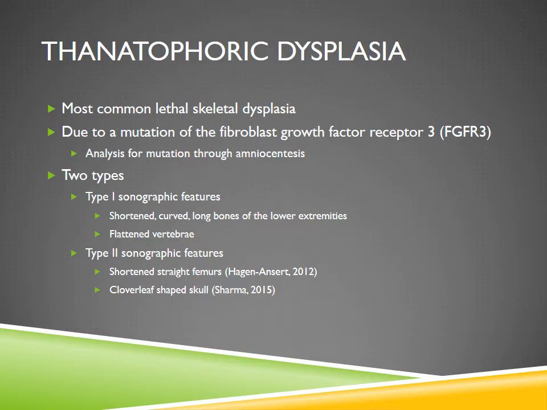Not unlike the rest of the lethal short-limbed skeletal dysplasias, this type also affects the pulmonary system. With presentation of a narrowed thorax and shortened ribs, these anomalies usually lead to death due to pulmonary hypoplasia.